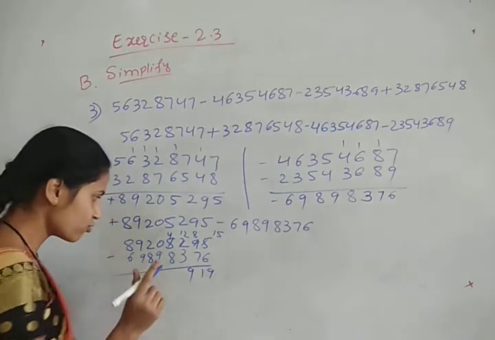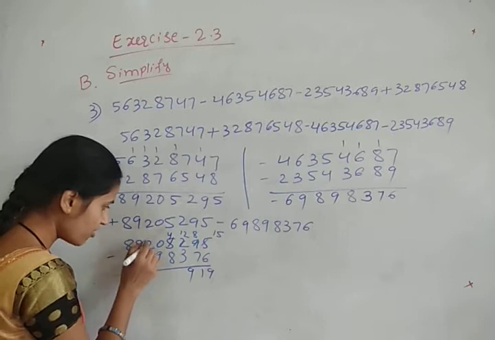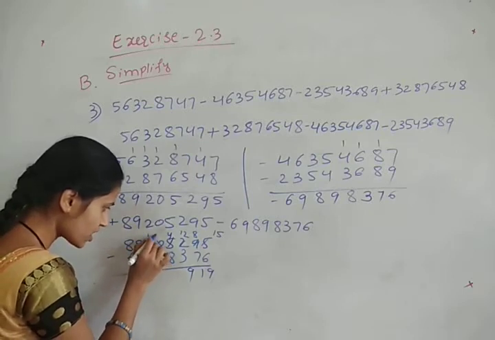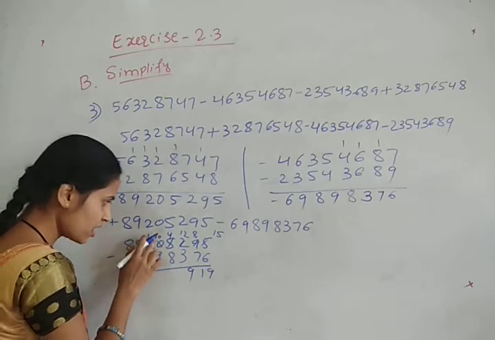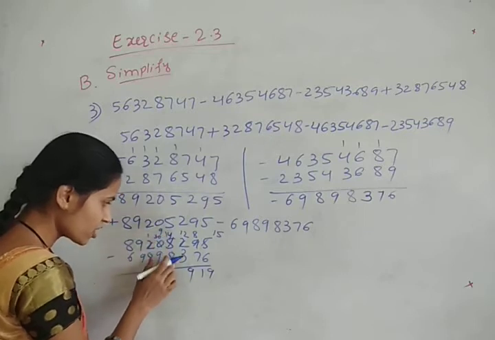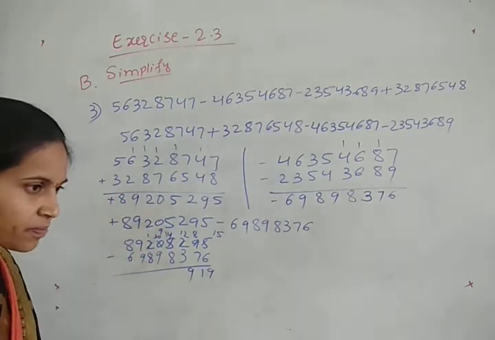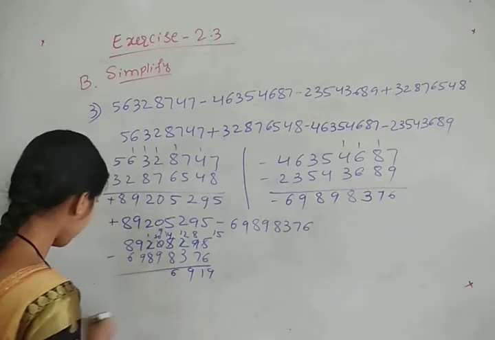For that I will take 1 borrow. Here we are having 0. Okay, so for that I will take 1 borrow from this 2. Now this 2 becomes 1. Here this 0 becomes 10. Now we are taking 1 borrow from this 10. Now this 4 becomes 14. Here we left with 9. Okay. From 14, if you subtract 8, what you will get? You will get 6. Okay.